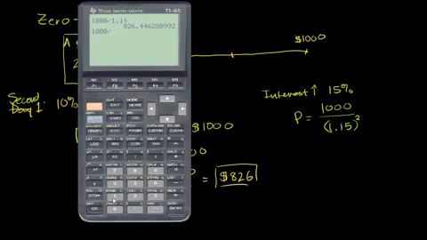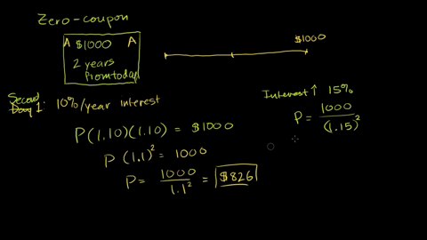$1,000 divided by 1.15 squared is equal to $756, give or take a little bit. So now the price has gone down. The price is now $756. This is how much someone's willing to pay in order for them to get a 15% return and get $1,000 in 2 years, and essentially for it to be a 15% return.